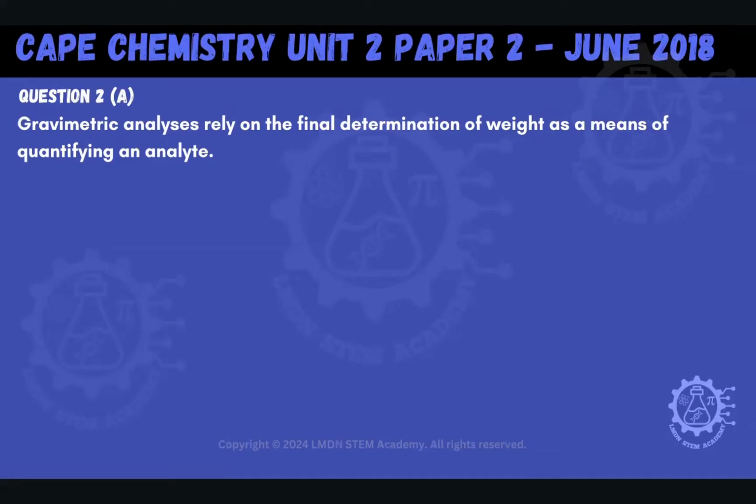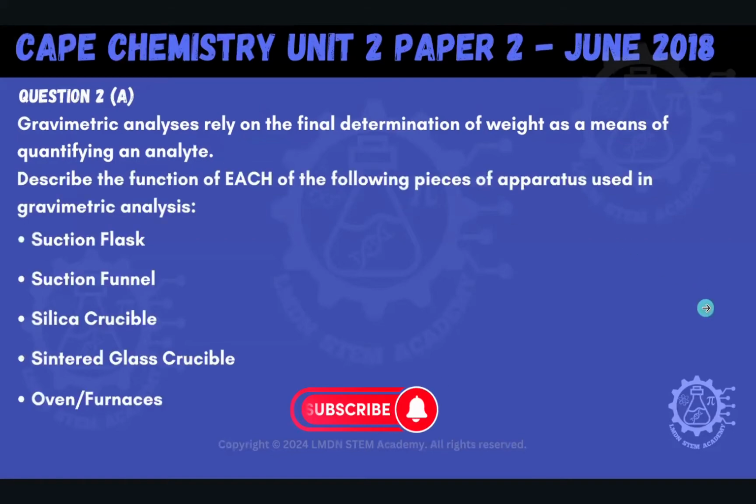In this video, we will be working through the June 2018 Unit 2, Paper 2, and we will be working on question 2. Specifically, Part A was a question on gravimetric analysis. It says that gravimetric analyses rely on the final determination of weight as a means of quantifying an analyte. So we're asked now to describe the function of each of the following pieces of apparatus used in gravimetric analysis.